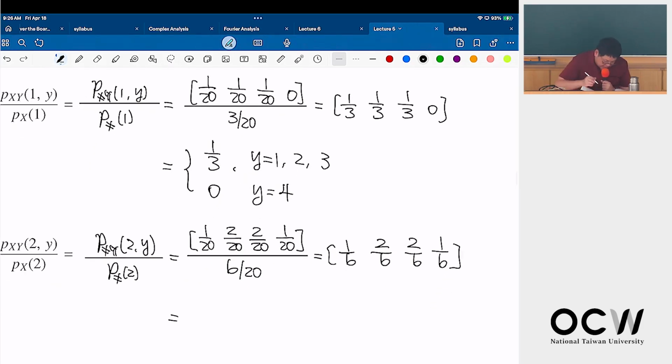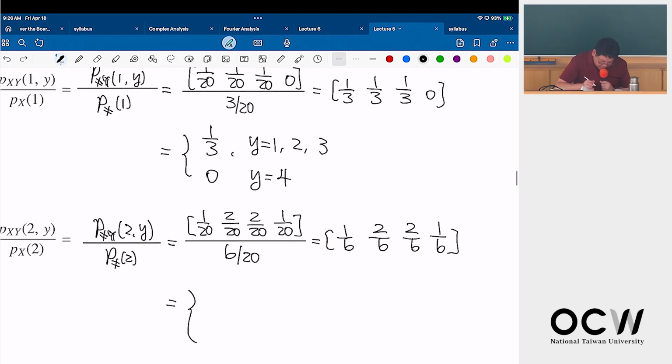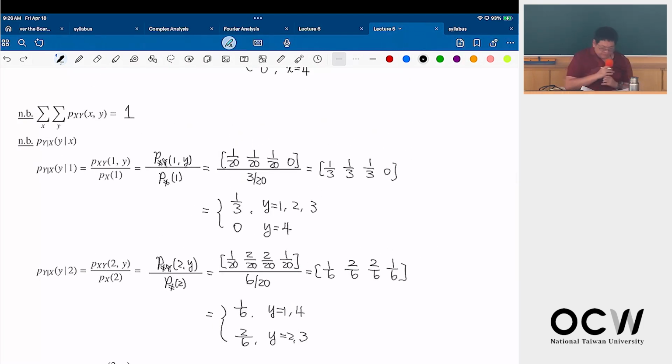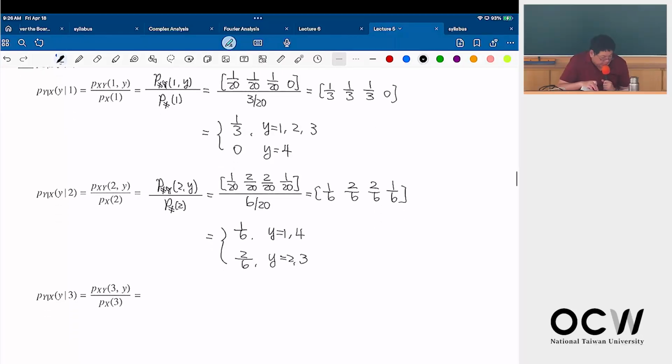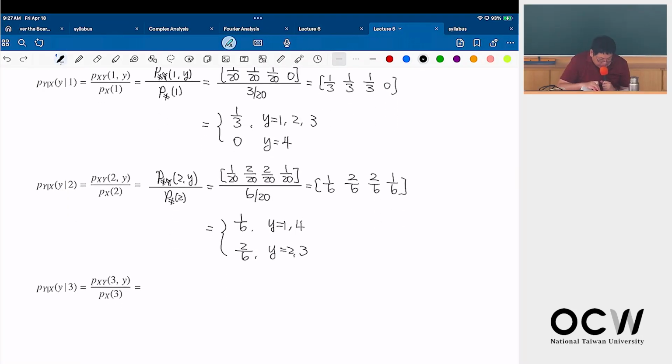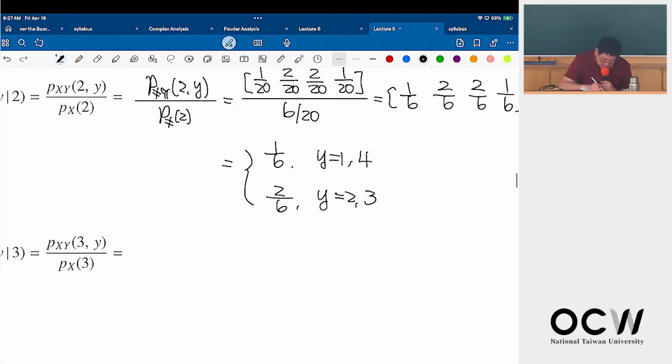So this is either 1 over 6 or 2 over 6. When y equals 1 and 4, it is 1/6. And when y equals 2 and 3, that will be 2 over 6. And similarly, let's quickly go through another two conditional PMF at x equals 3 and also x equals 4. So it will be 3y divided by the marginal PMF of x at 3.